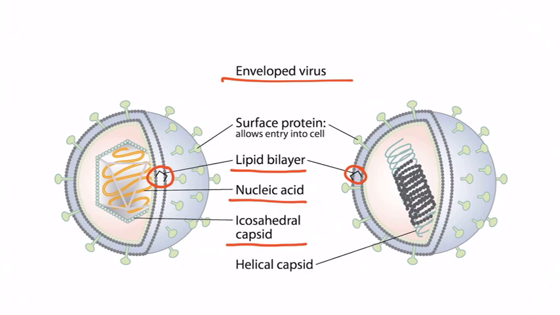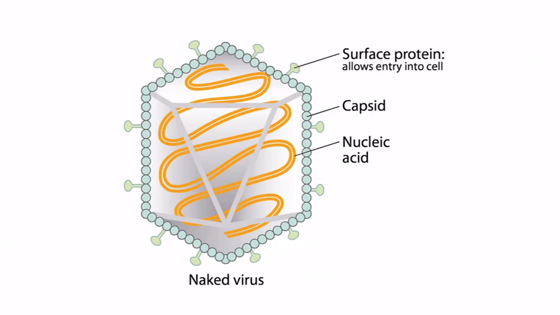And if you turn your attention to the right image, you can see that the capsid in that virus is helical. When you look at that lipid bilayer, notice there are surface proteins or viral particles. These are necessary for the virus to attach to host cells in order to infect them, because it allows entry into the cell.